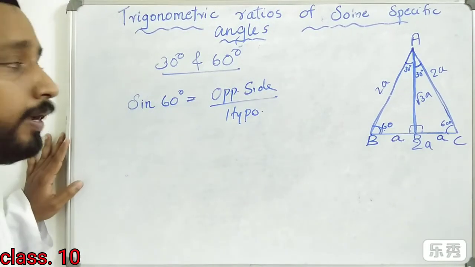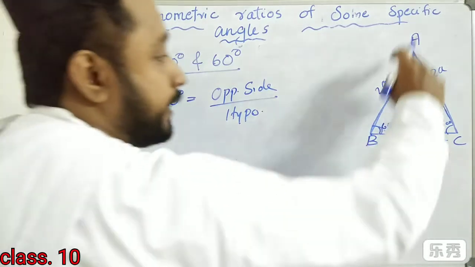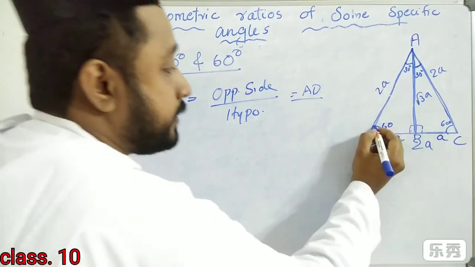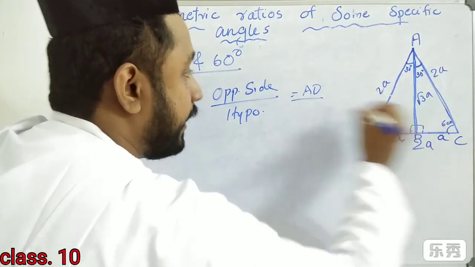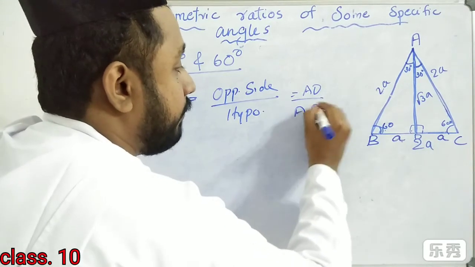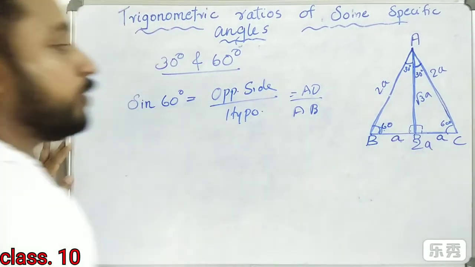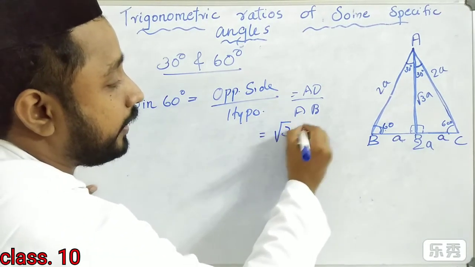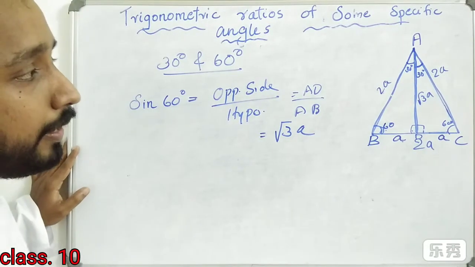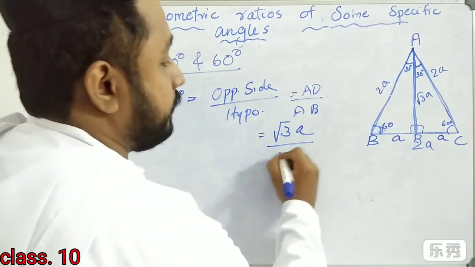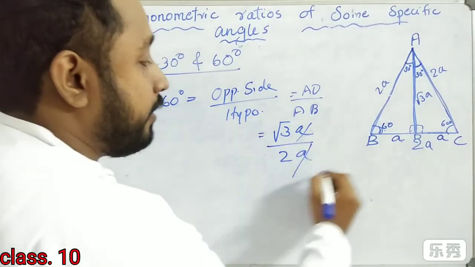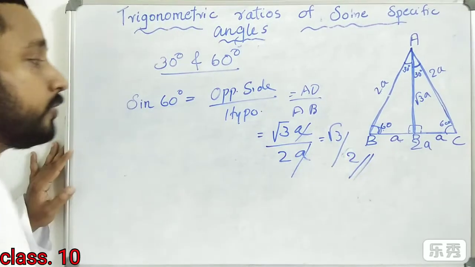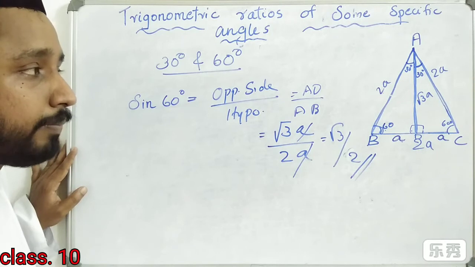Hypotenuse. Opposite side by hypotenuse. Sin 60 degree means opposite side AD by hypotenuse AB. Angle 60 is this, therefore the opposite side is AD and the hypotenuse is AB. We are considering this right triangle. So AD by AB. AD is root 3A and AB is 2A. So we can cut A and A. We got the answer root 3 by 2. So sin 60 degree is equal to root 3 by 2.